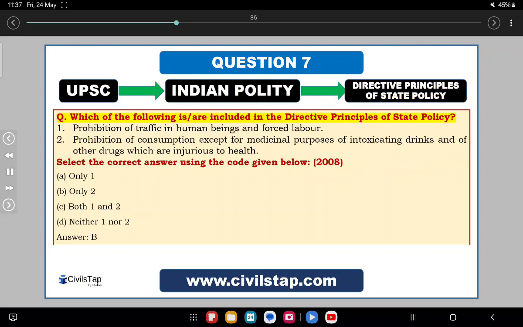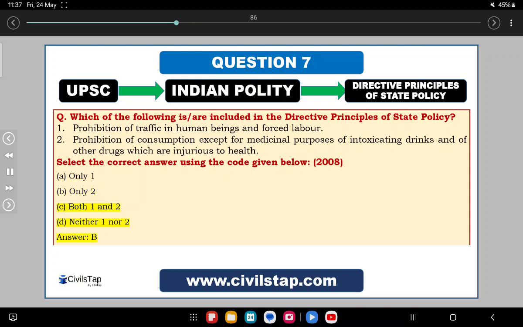Q. Which of the following are included in the Directive Principles of State Policy? 1. Prohibition of traffic in human beings and forced labor. 2. Prohibition of consumption, except for medicinal purposes, of intoxicating drinks and of other drugs which are injurious to health. Select the correct answer using the code given below. 2008. A. Only 1. B. Only 2. C. Both 1 and 2. D. Neither 1 nor 2.